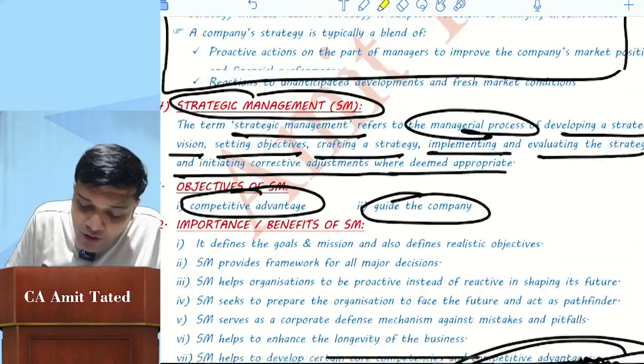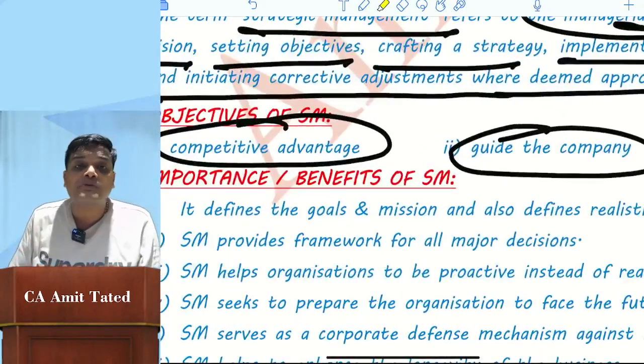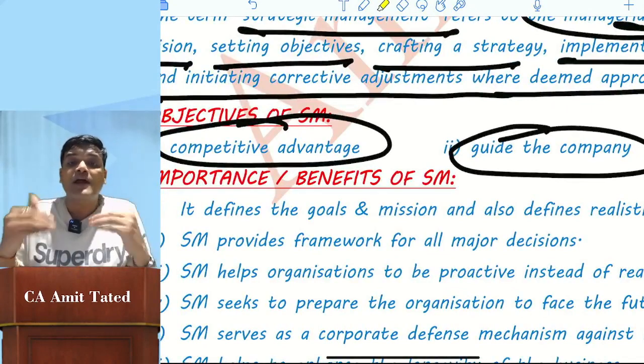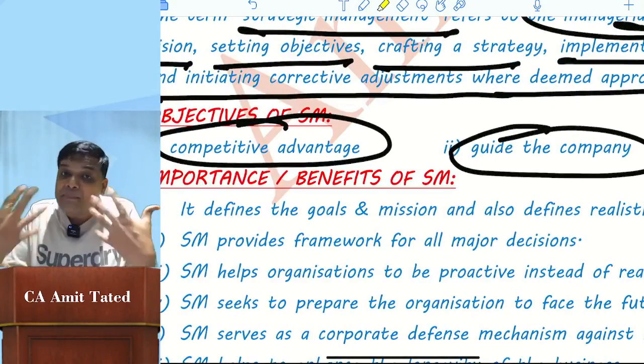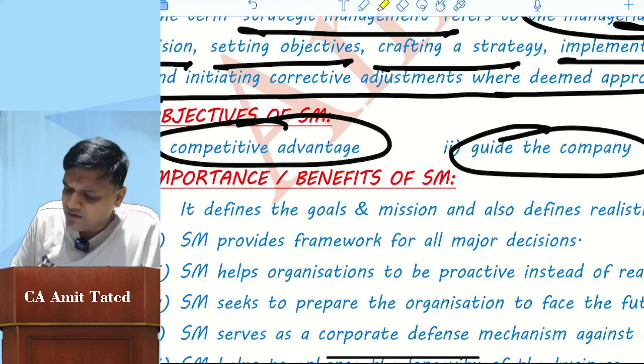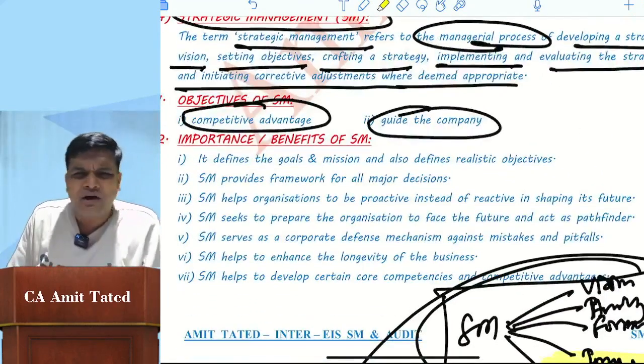That is, it will focus on the objectives of strategic management. The objective of strategic management is, first, if I follow these 5 steps, I will achieve competitive advantage. And second, it will help or guide the company to achieve the objectives according to changes in the external environment. That is the objective of SM. It's undoubtedly a basic question to be remembered.